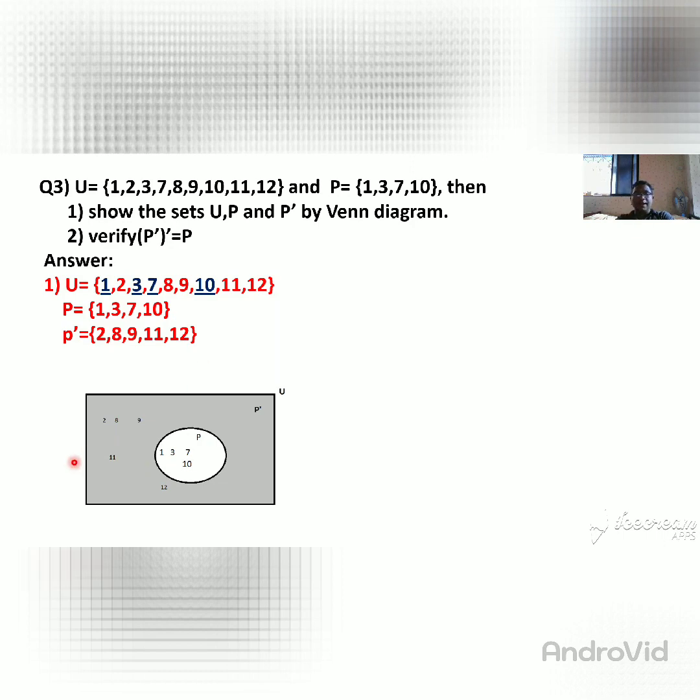So see, this is the Venn diagram. This U means the universal set, having these elements. Then this is the P set, written here as 1, 3, 7, 10. Do you understand this? So this is the P set, shown in the oval. Afterwards, the elements of the P set are cancelled from this universal set, and the remaining elements are written here: 2, 8, 9, 11 and 12. So this is the complementary set P dash, and in this way we can explain the Venn diagram of the first question. Then we can go towards problem number 2.